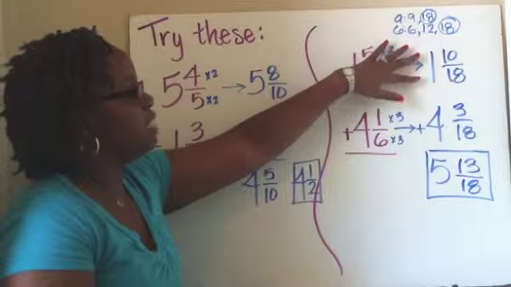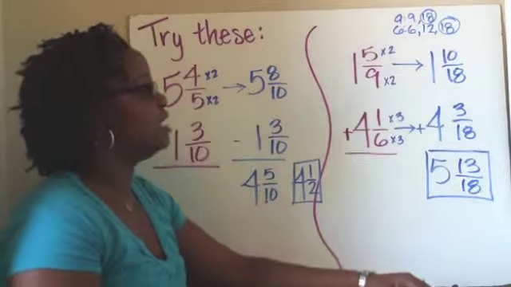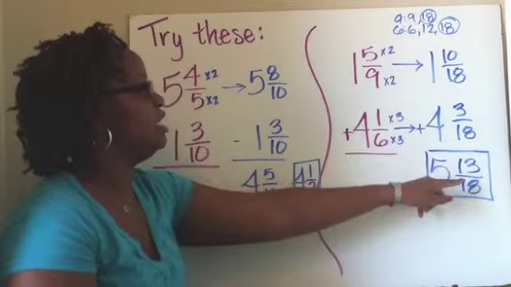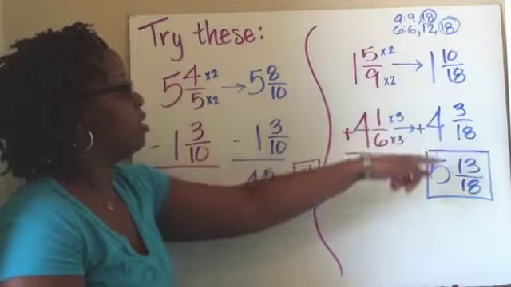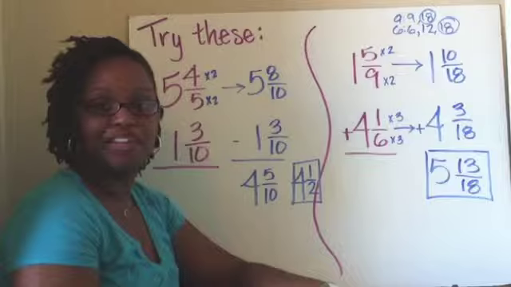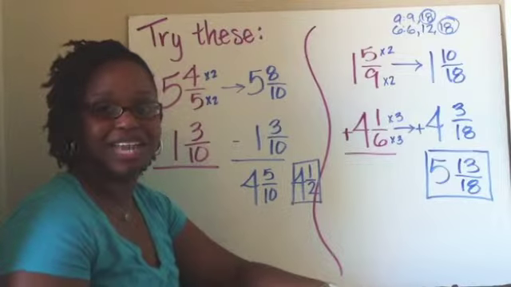So I end up with 1 10/18 plus 4 3/18. Start with the fractions. 10 plus 3 is 13/18. Whole numbers, 1 plus 4 is 5. So our answer is 5 13/18, and that's in simplest form. All right, let's go on to the next concept.